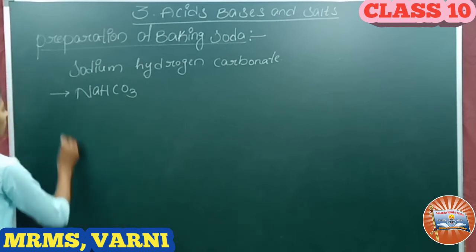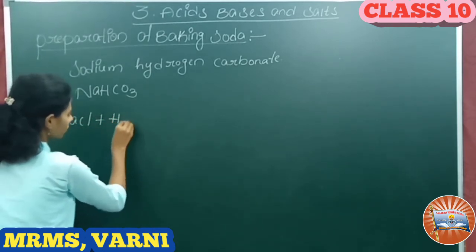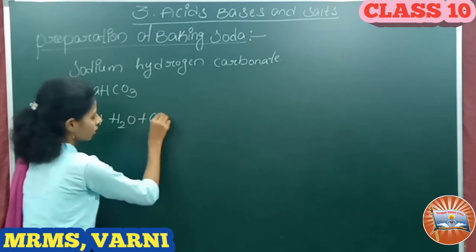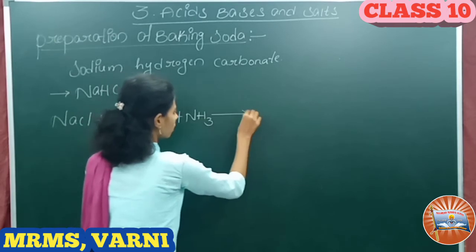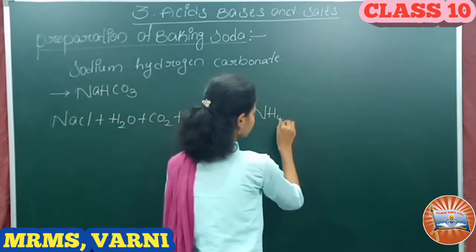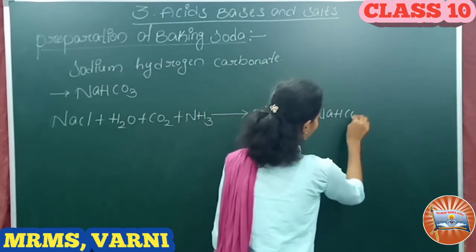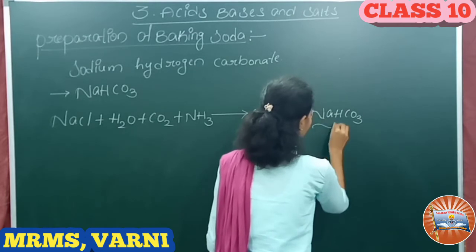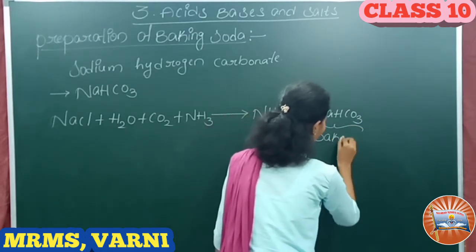See, when sodium chloride reacts with water, carbon dioxide and ammonia, it will form ammonium chloride and sodium hydrogen carbonate, nothing but baking soda. This is the main product.